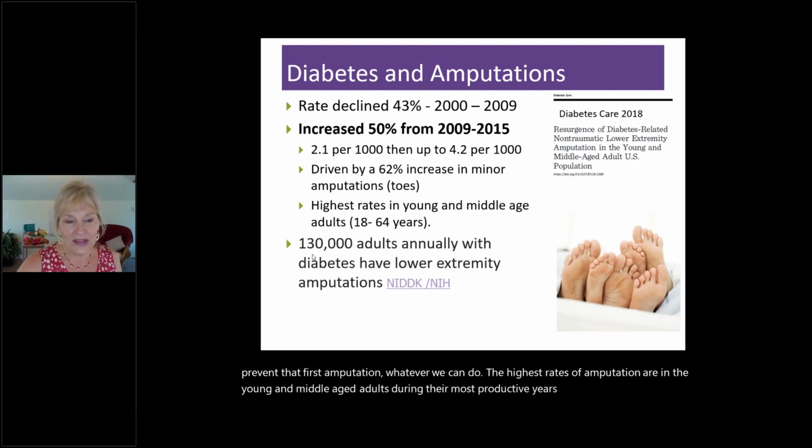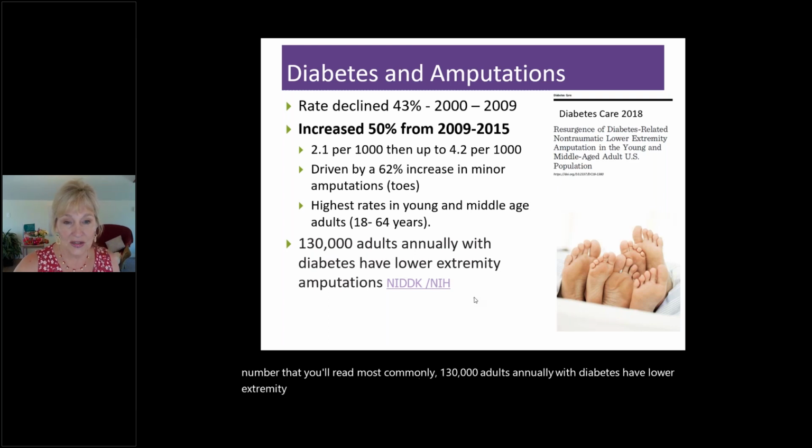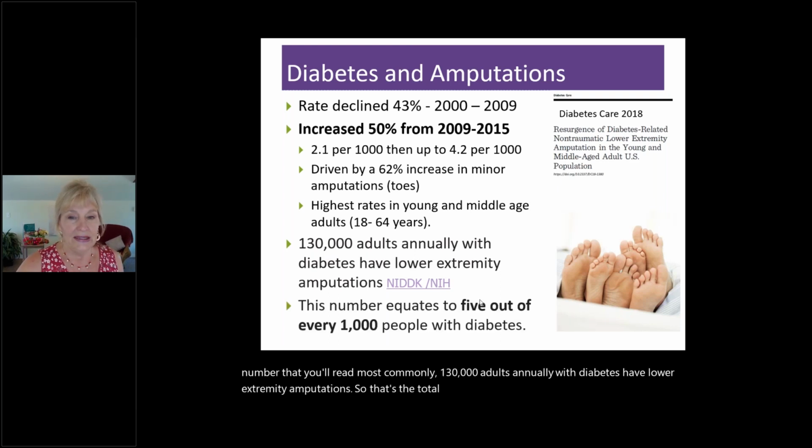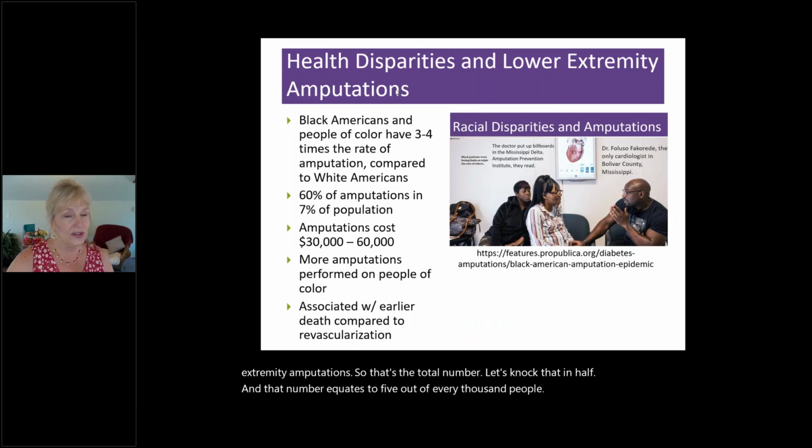And here's the kind of number that you'll read most commonly. 130,000 adults annually with diabetes have lower extremity amputations. So that's the total number. Let's knock that in half. And that number equates to 5 out of every 1,000 people. So, and that's over a lifetime.